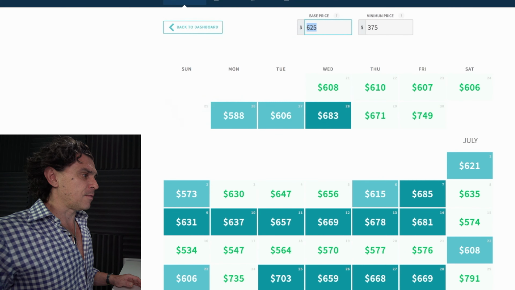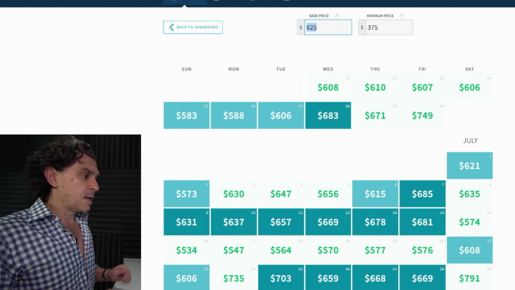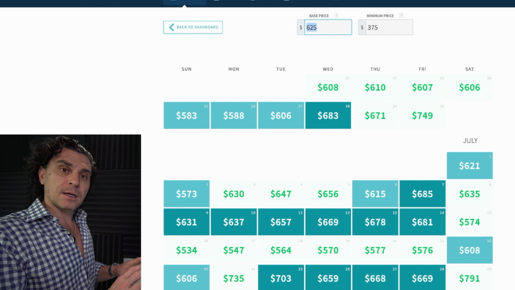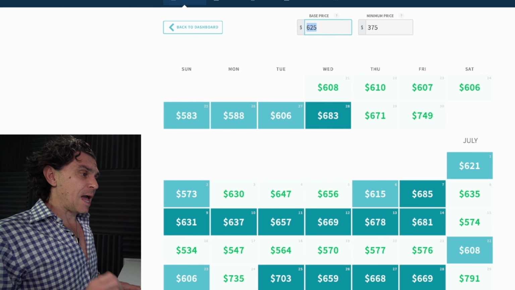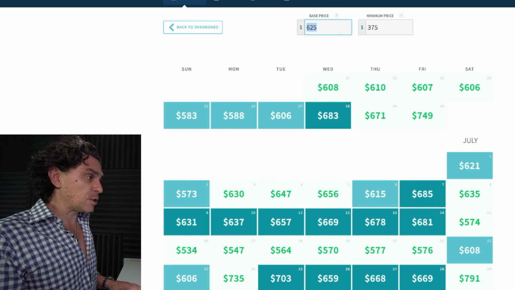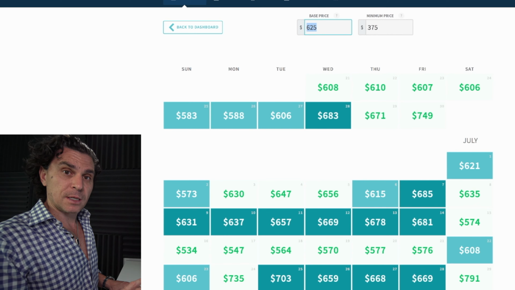You can see that I have what looks like a lot of vacancy. At first I was really uncomfortable with that, but I've tried Beyond Pricing. I've used it for 18 months or so in many different properties, and I know it's generating much more income for me, so I trust it now. Uncomfortable, yes. Trust it, yes.